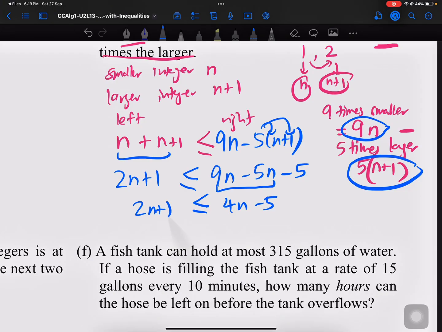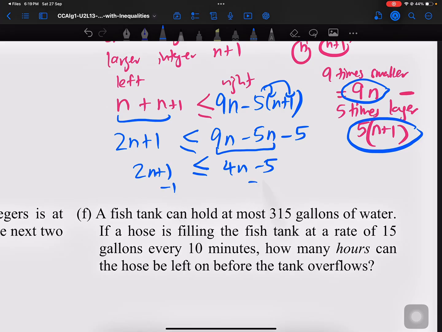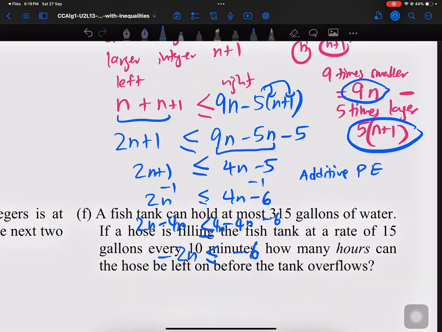2n plus 1. So next step is, I will minus 1 both sides. It gives me, by using the additive property of equality, APE, so I will get 2n lesser than 4n minus 6. Next step is, I minus 4n both sides, 2n minus 4n. I will have negative 2n lesser than negative 6.